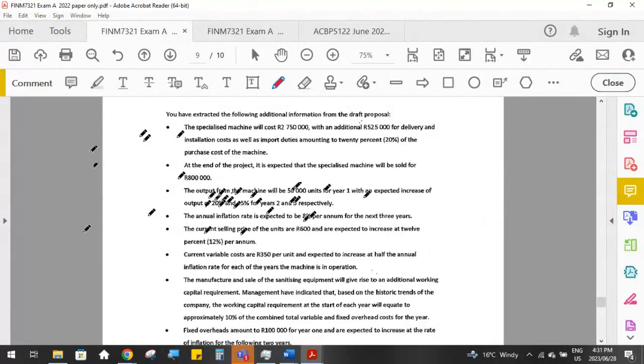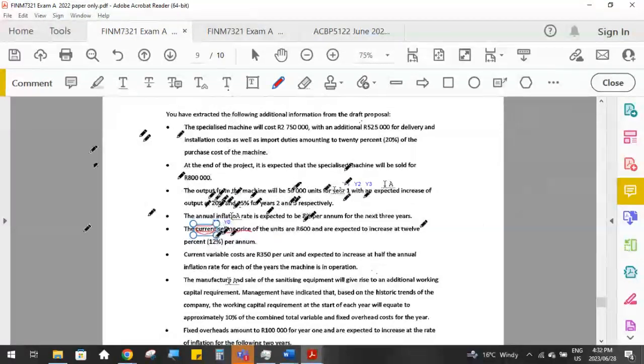Current selling price. So this is important. Where they say current selling price, that is also at time 0, okay, or year 0. Our columns are going to be year 1, year 2, and year 3. Okay, so that means when you want a selling price to use in year 1, you are going to take the current selling price, which is the selling price at year 0, and you're going to increase it at 12% per annum to get to year 1 selling price.